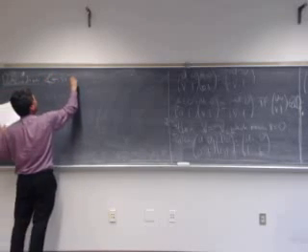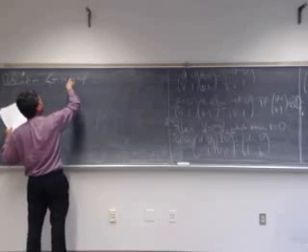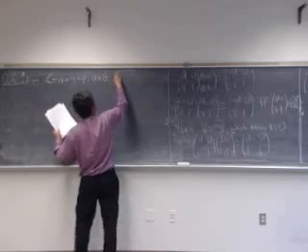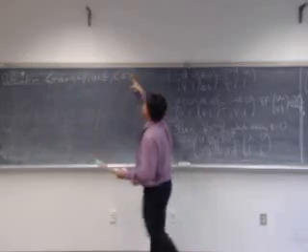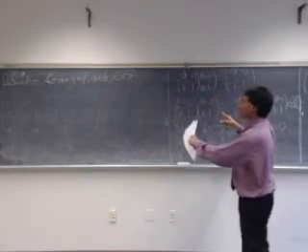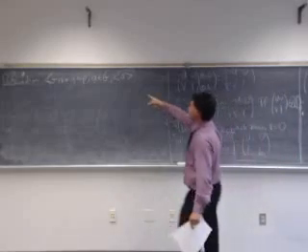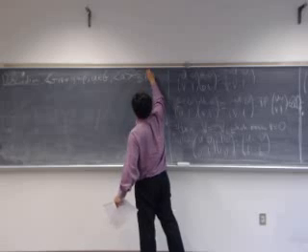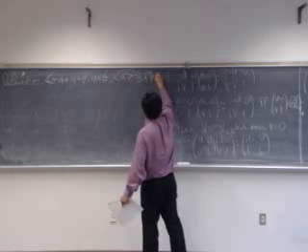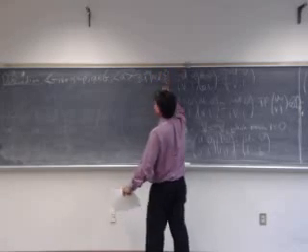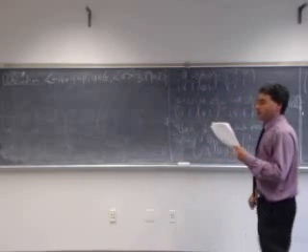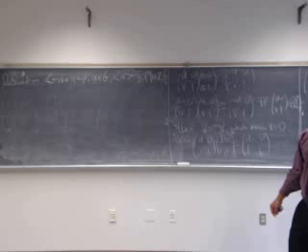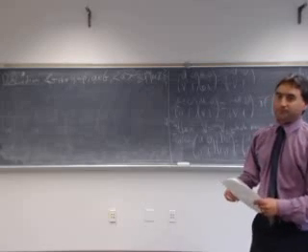G is a group, a an element of G. We put a less than and greater than sign around a in parentheses. This, by definition, is all a to the n, where n is any integer. And that's called the cyclic subgroup generated by a.